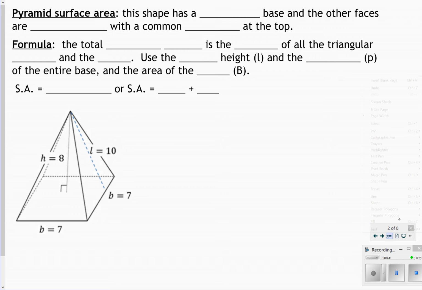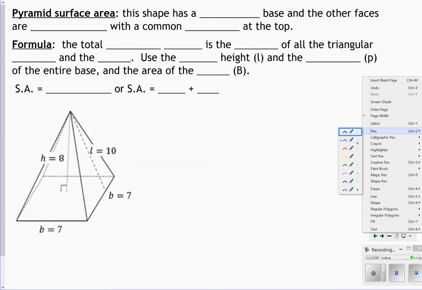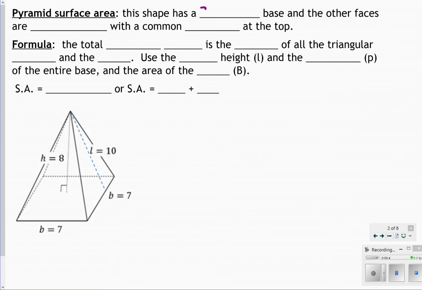So we're going to fill in our notes. So we have a square base. And the other faces of this shape, so let's go down here and identify the square. If you notice right here, this is our base, and we know it's a square. It kind of looks like a parallelogram, but it's a square because we can identify by the sides they're both 7. So that makes it a square.